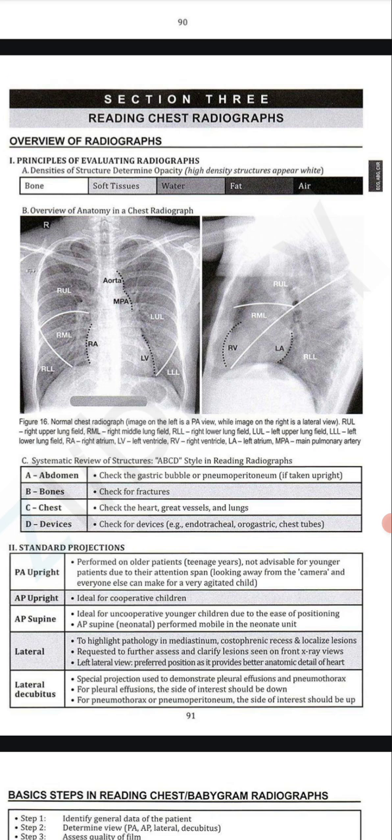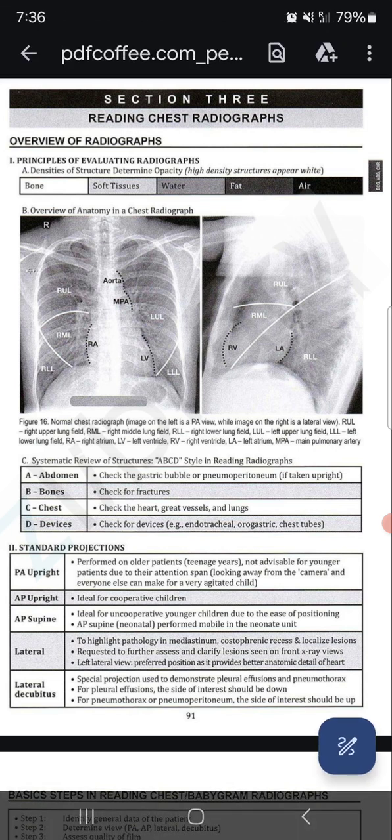Standing projections. PA upright is performed on older patients in their teenage years. It is not advisable for younger patients due to their attention span. Looking away from the camera and everyone else can make for a very agitated child. AP upright is ideal for cooperative children. AP supine is ideal for uncooperative younger children due to the ease of positioning. AP supine neonatal is performed mobile in the neonatal unit.